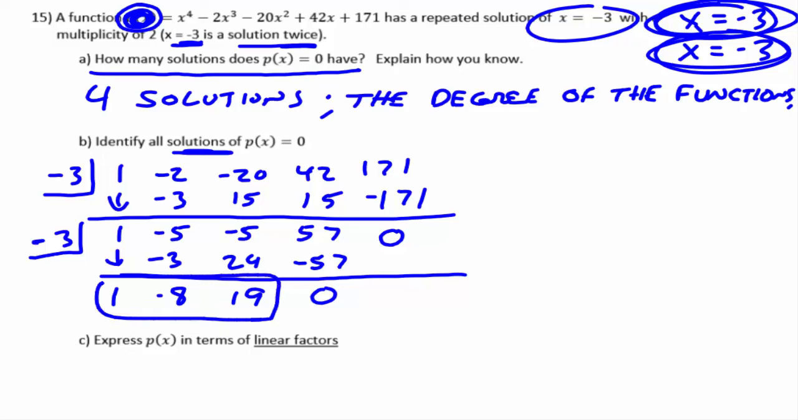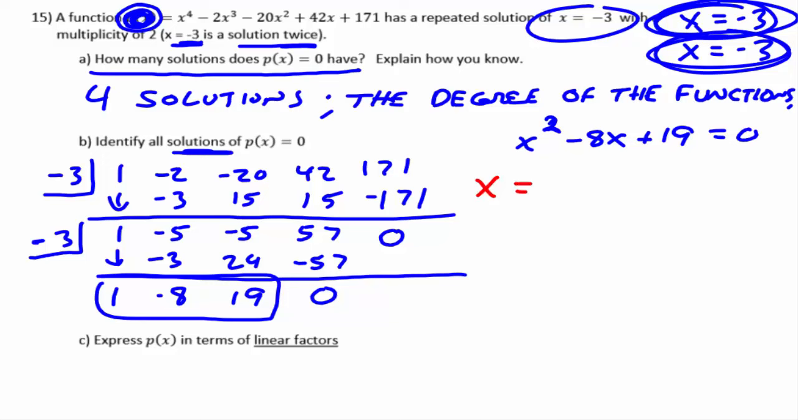So here we go. 1, -8, 19. That's x squared minus 8x plus 19 equals 0. Can we factor that? No, we can't. 19 is only 19 times 1, and you're never going to get 8. However, it's quadratic, right? It's got x squared. So we can now run it through the quadratic formula.